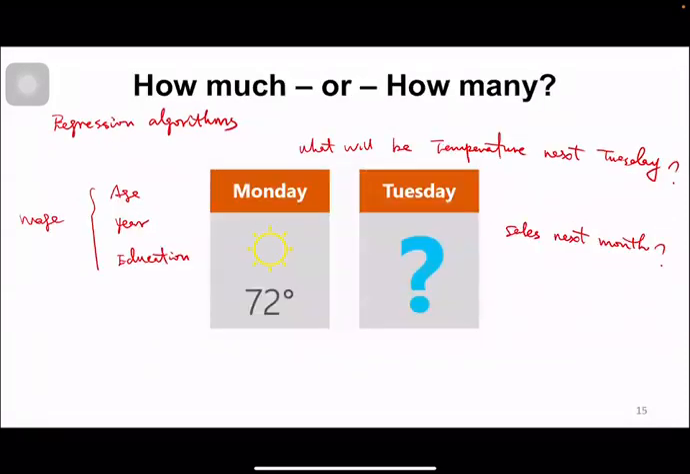And also you can use regression problems. Regression problems can tell you how much, how many. For example, what will be the temperature next Tuesday? Based on the history, can you do predictive modeling of what will happen the next day? Or the sales next month.